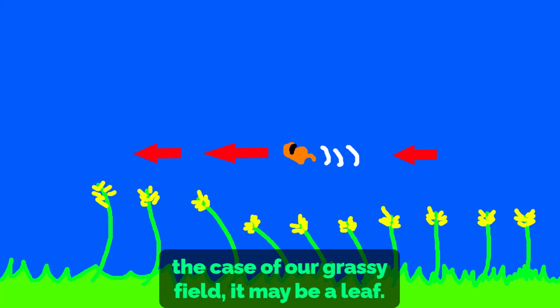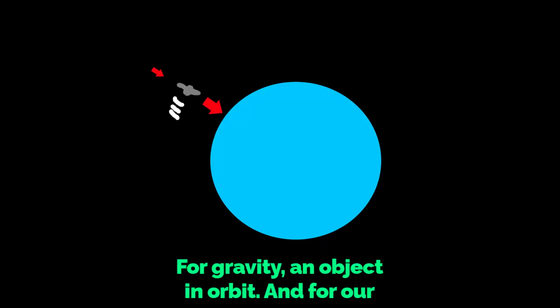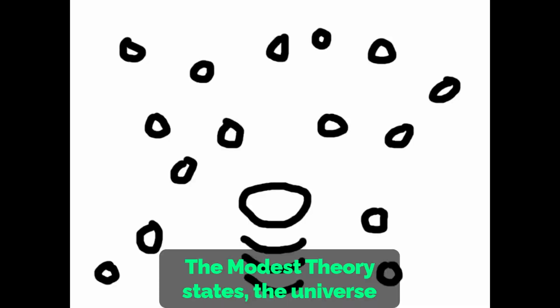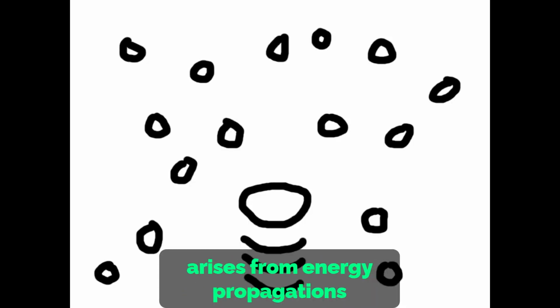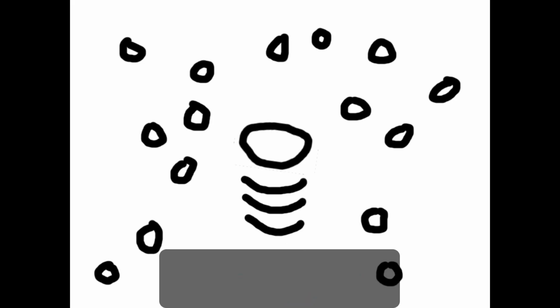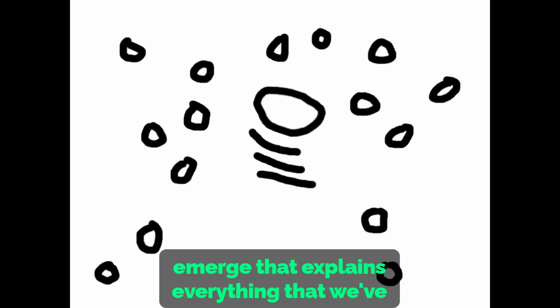Energy is what moves through the field. In the case of our grassy field, it may be a leaf. For gravity, an object in orbit. And for our magnetic field, a magnetic particle. The modest theory states the universe arises from energy propagations displacing other energy. From this, fields and a fractal pattern emerge that explains everything that we've ever observed.